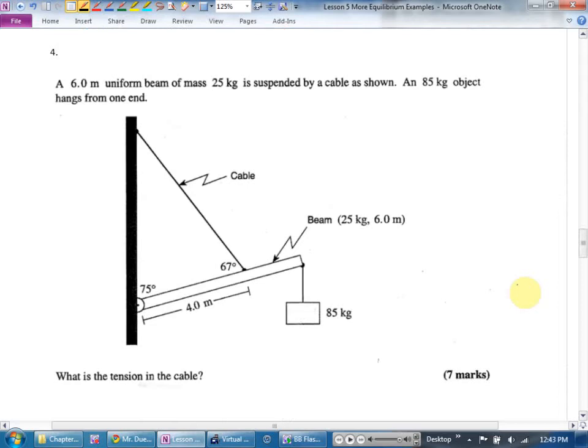I like number 4. So, question 4, we have a beam at an angle and a rope at a different angle. In fact, I would argue this is very, very similar to the last question on your take-home quiz. There, the beam was at a yucky angle, and the rope was not parallel to the beam or perpendicular to the beam. So here we go.